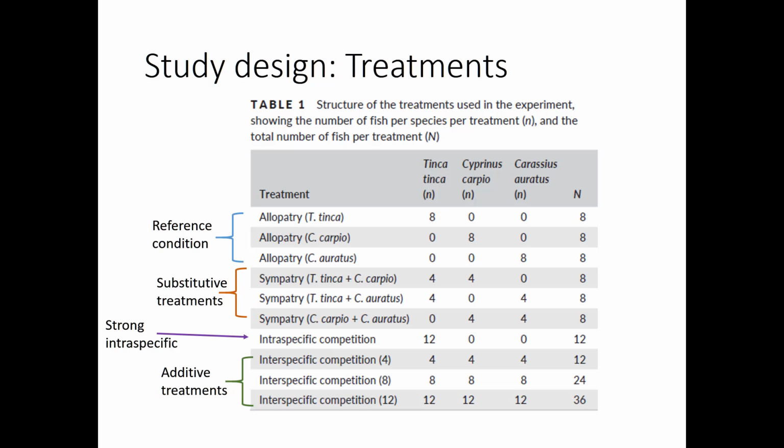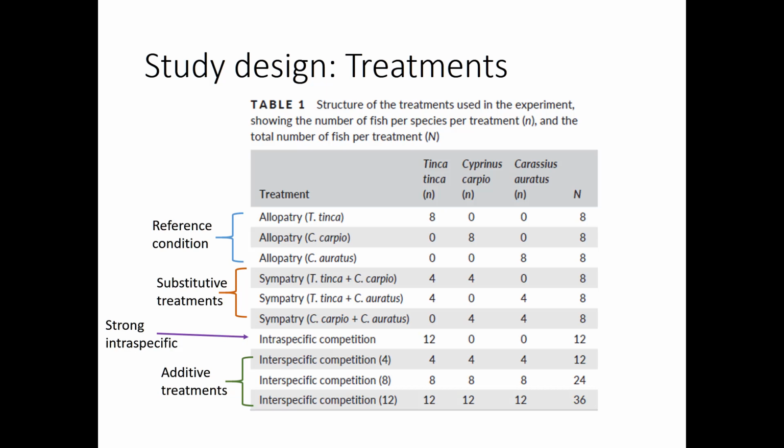The top 3 conditions are each species by itself. And so allopatry means when they're living by themselves. The top species, T. tinca, is the tench. The next row is the carp, and then the bottom one, or the third row, is the goldfish. And so these are the reference conditions that they're going to compare these other things to.